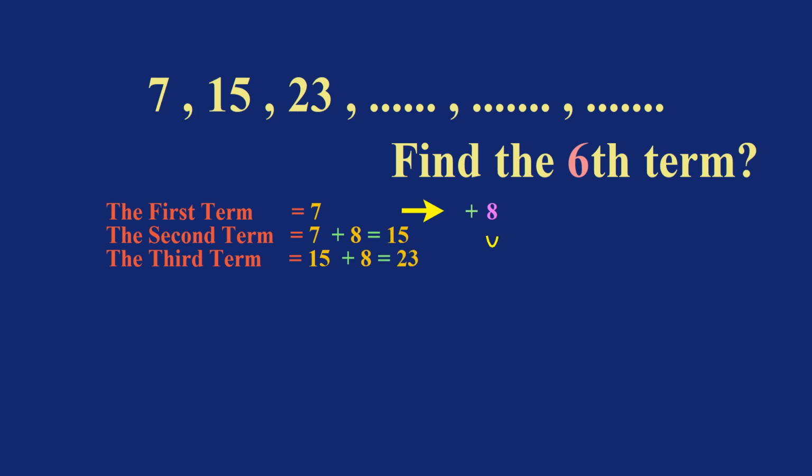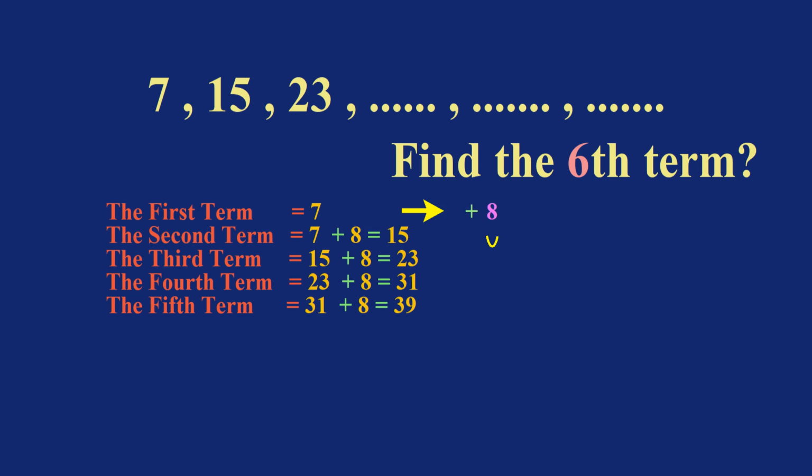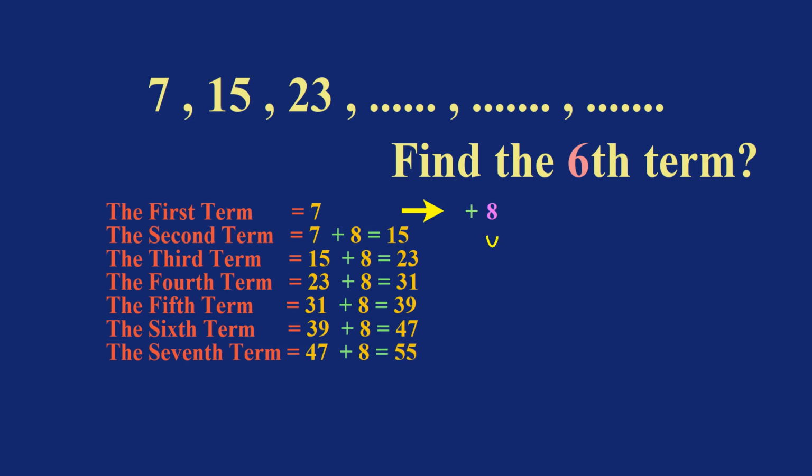And so on. We can get the fourth term by adding 8 to the third term. So the fourth term is equal to 23 plus 8, which equals 31. And the fifth term is equal to 31 plus 8, which equals 39. By the same method, we can get the sixth term, which equals 39 plus 8, which equals 47. And the seventh term is equal to 47 plus 8, which equals 55.